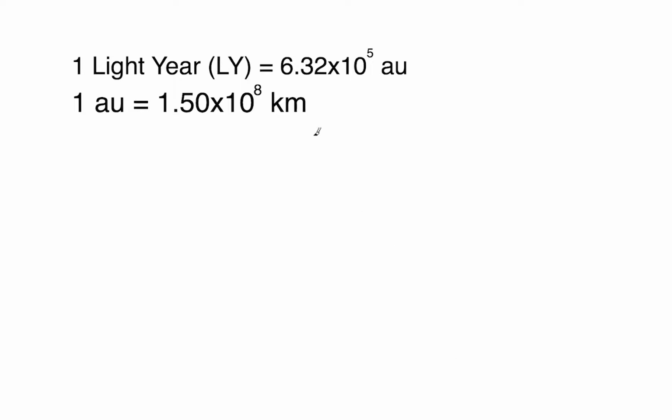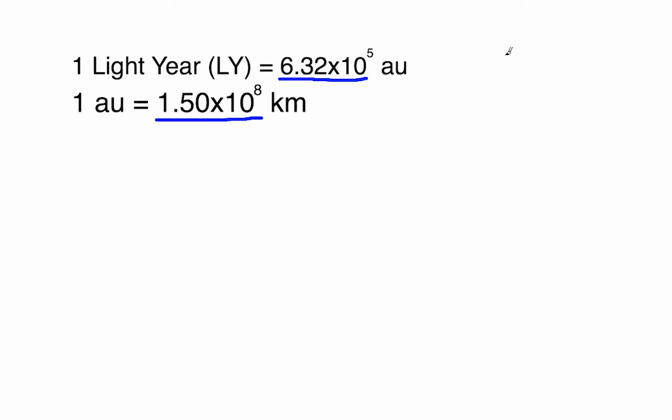In this video, we're going to quickly go over unit conversions. So the trick here is to cancel out the units with fractions. The information we're given is there are 6.32 times 10 to the 5 astronomical units in 1 light year and 1.5 times 10 to the 8 kilometers in 1 astronomical unit. And we want to convert light years to kilometers. So how do we go about doing this?